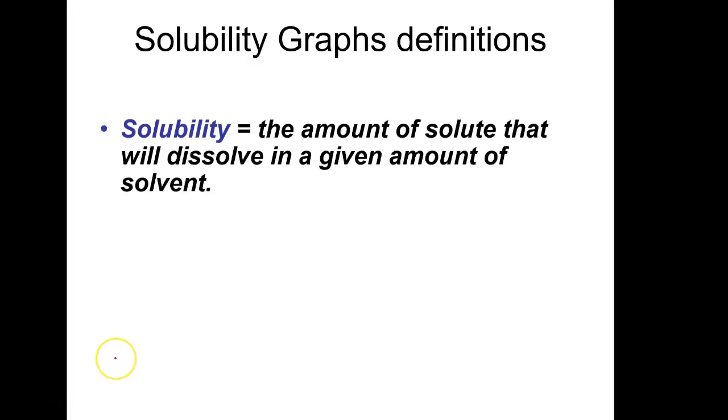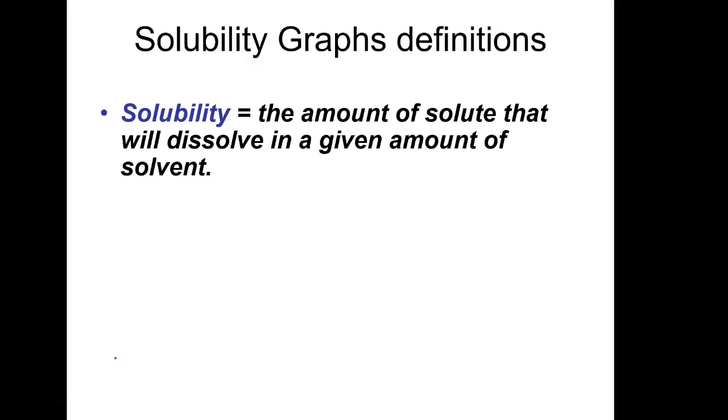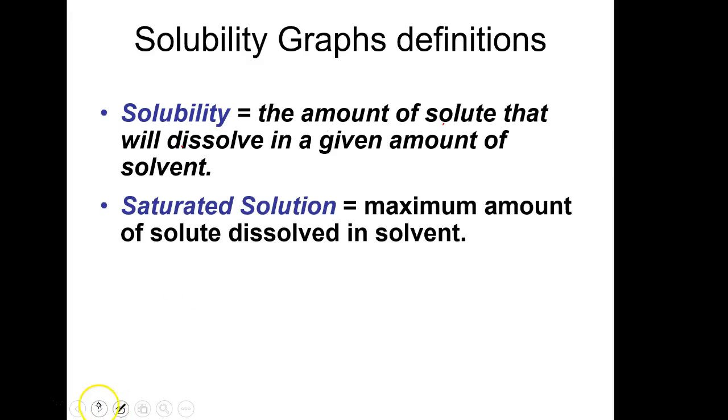So now we're going to talk a little bit about solubility graphs. Solubility is the amount of solute that will dissolve in a given amount of solvent. Since we're talking about water, it's usually measured with water. A saturated solution is when you get to the point where you stir it up and you shake it and you do everything you can to make that solute dissolve and it just won't. You have chunks of the solid floating on the bottom. And you do eventually get to that point.